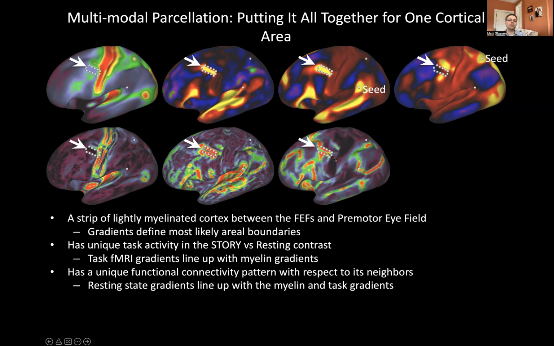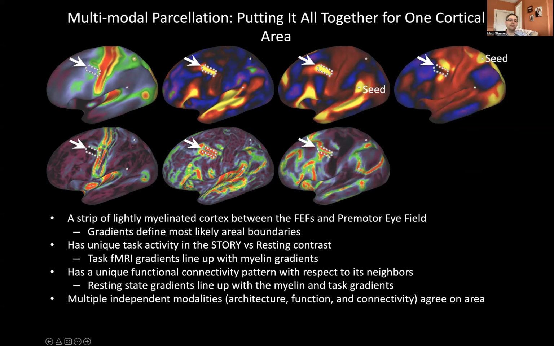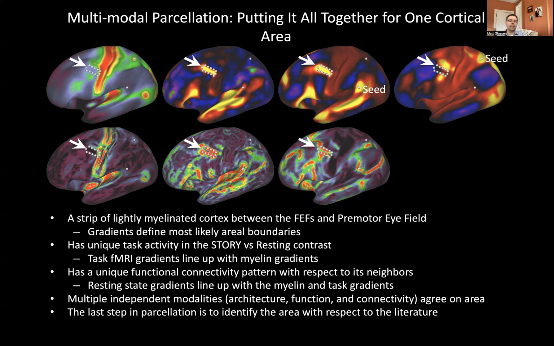So we've got functional connectivity gradients that line up with the myelin and the task gradients: multiple independent modalities, architecture, function, and connectivity, all agreeing on a cortical area. And so the last step is to identify this area with respect to the literature.